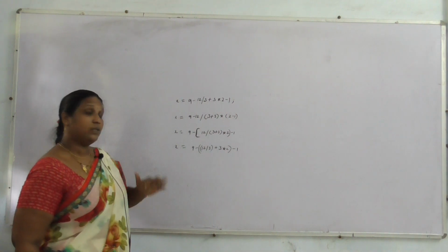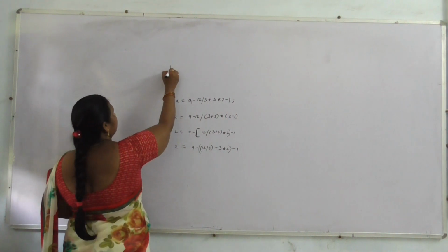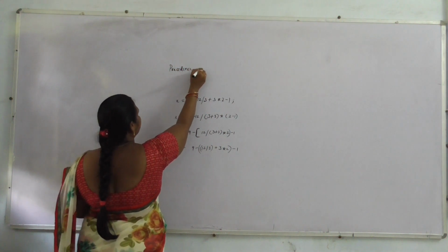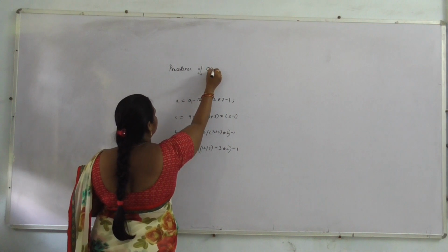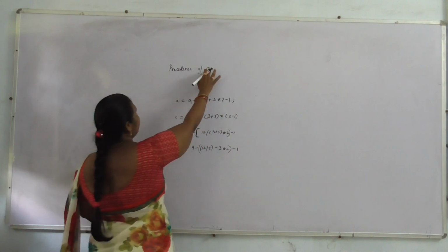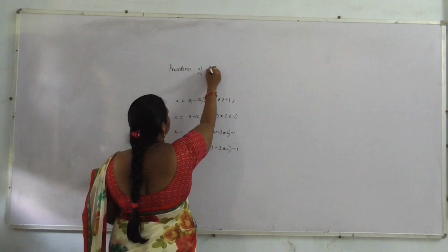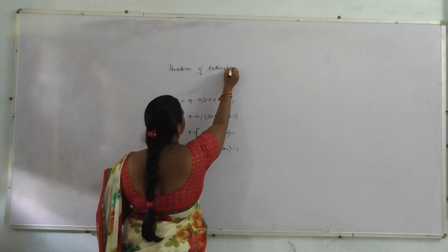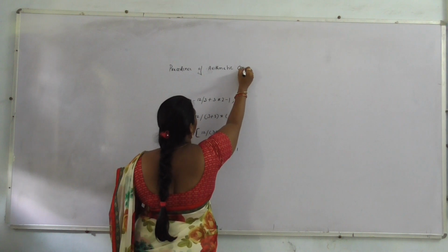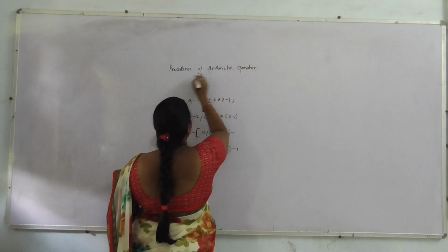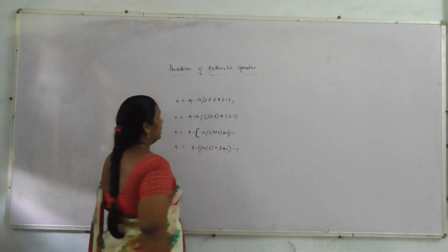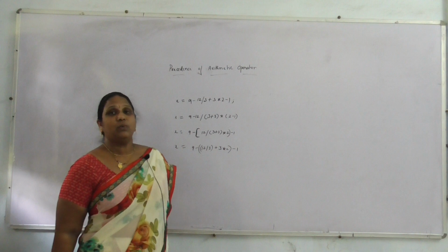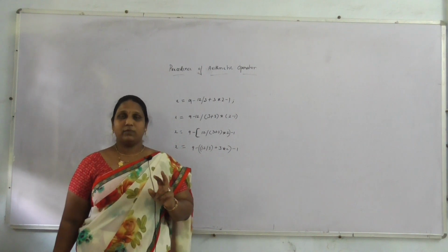Today's topic is precedence of operators, that is, arithmetic operators. Precedence of arithmetic operators means the priority of operators. In this way, we have two levels of priorities.